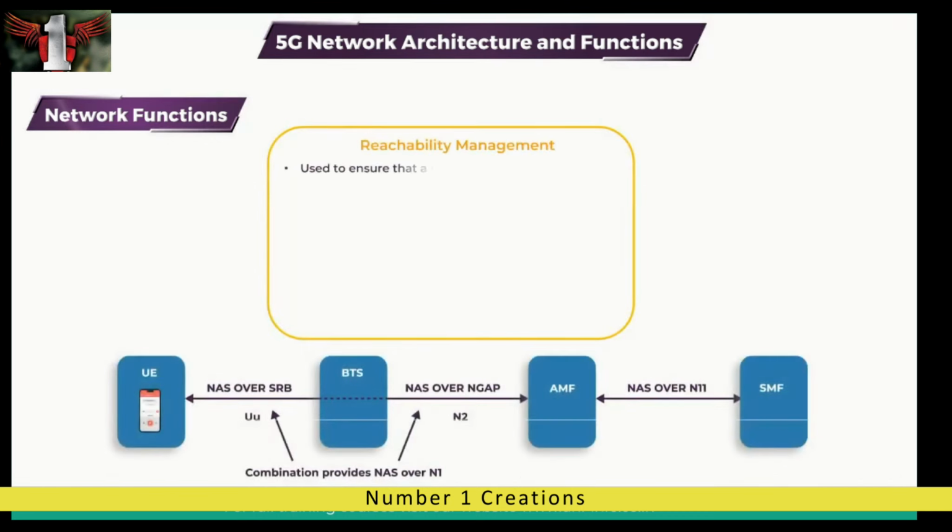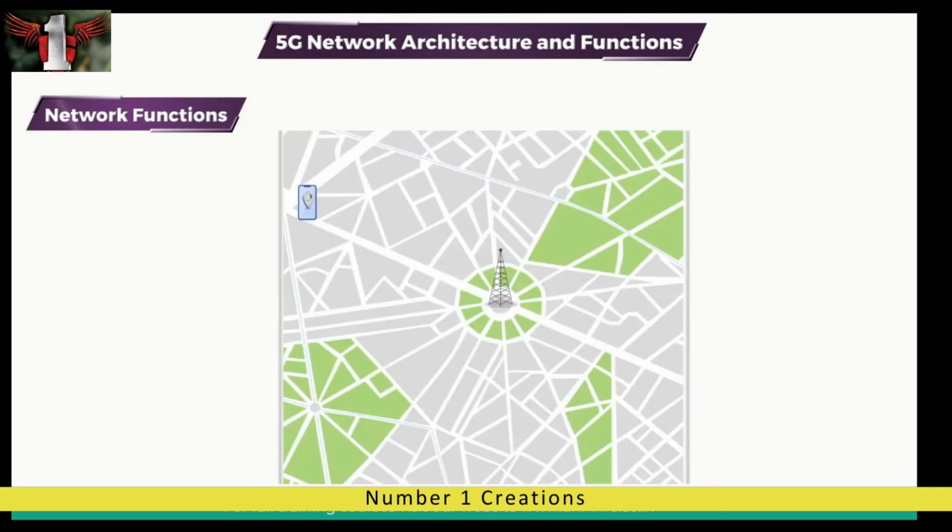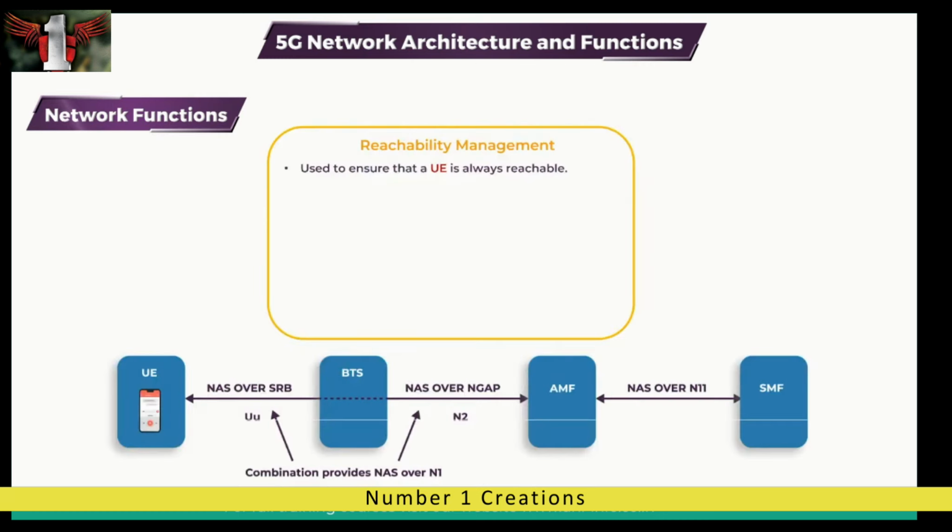Reachability management is used to ensure that a UE is always reachable. That is, it is possible to page the UE when there is a requirement to establish a mobile terminated connection. Paging a UE which is in the CM-IDLE state triggers the UE to initiate the NAS service request procedure and subsequently establish an N1 signaling connection before moving into the CM-CONNECTED state. The AMF supports reachability management by storing location information as part of the UE context.